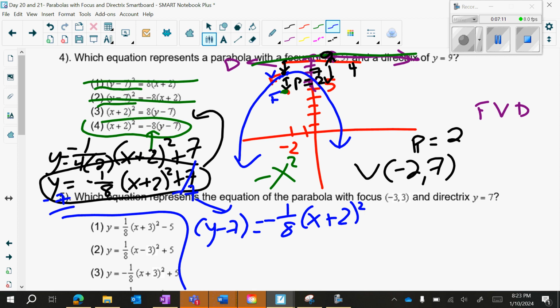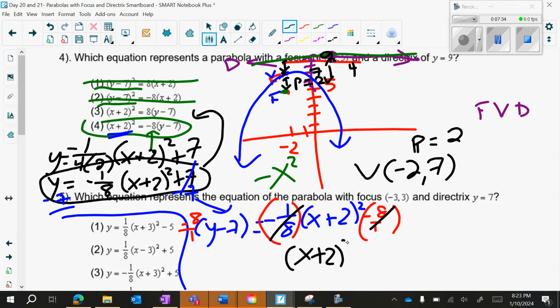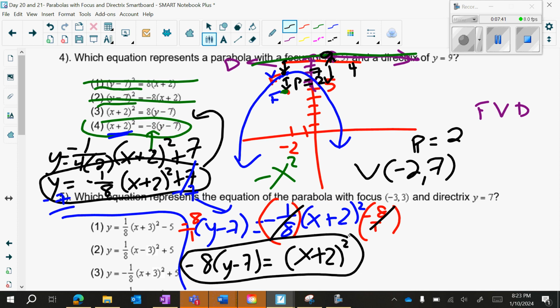Then basically I want (x plus 2) squared by itself on the left-hand side. I would want to get rid of this -1/8. See the -1/8? To do that, I would multiply by the reciprocal of -1/8, which is -8 over 1. So now the -1/8 and the -8 cancel, and I end up getting (x plus 2) squared equals -8 (y minus 7). And that is choice 4.